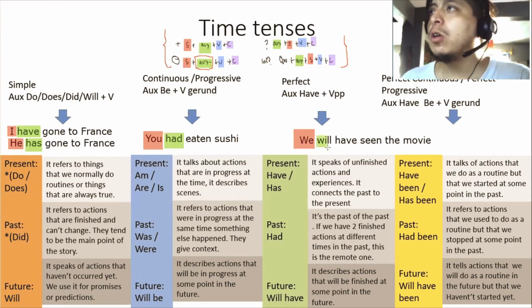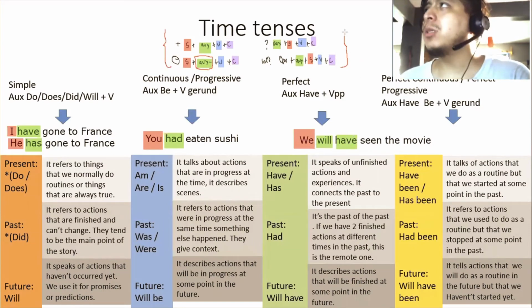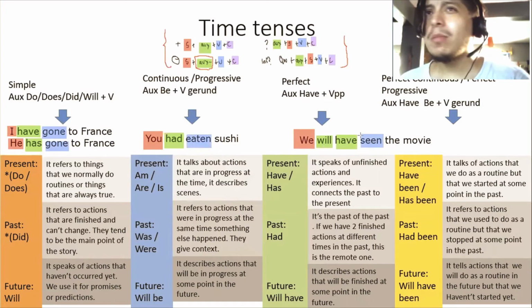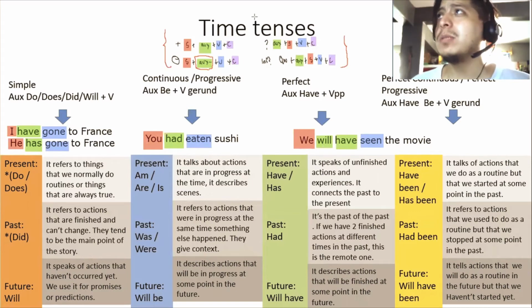And in the future, your auxiliary has two words, will and have, because have doesn't have a future form. We don't have a conjugation for the future. So we say will have. And then the verbs, when you are using perfect forms, the verbs are always in the past participle. Gone, gone, eaten, seen. This is a problem with the perfect forms. The problem is that many times, all of these verbs, they are irregular. So this is a bit of a problem.